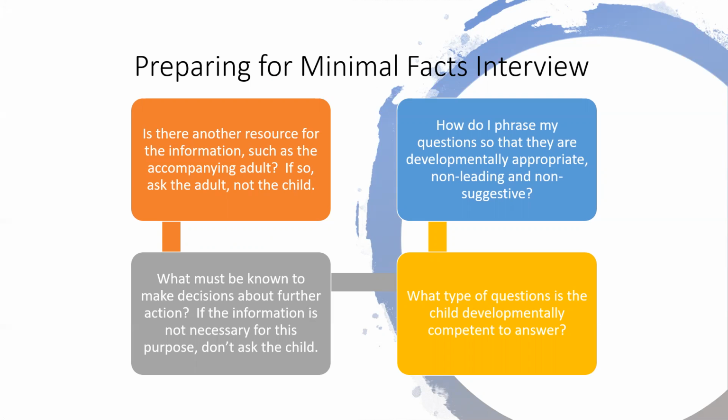You may also want to consider what you must know to make decisions about further action. If the information is not necessary for this purpose, don't ask the child. So again, you really want to stick to those who, what, where, and when questions just to get that basic information to find out if that child is in immediate danger. If the child is in immediate danger, you're going to want to create a safety plan for that child. Where will they stay? Who will be their non-offending caregiver taking care of them? And how immediately can we get this child into a child advocacy center for a forensic interview?